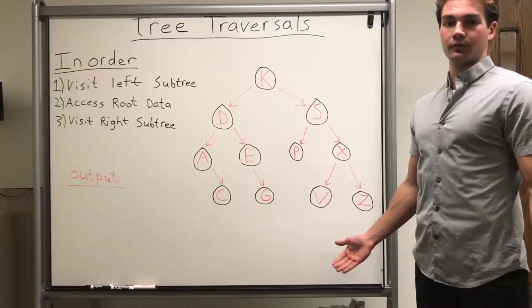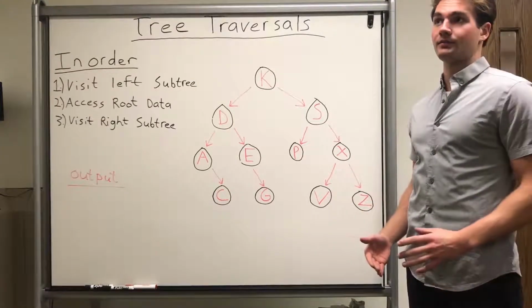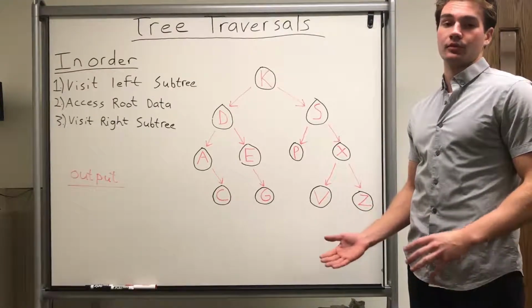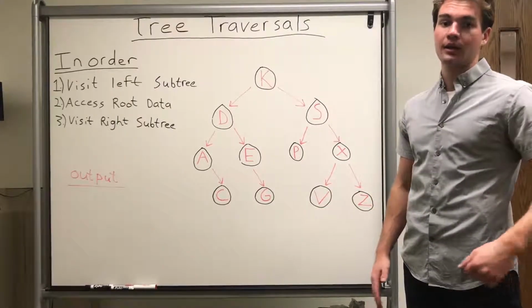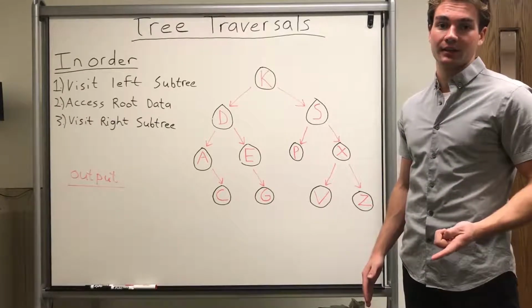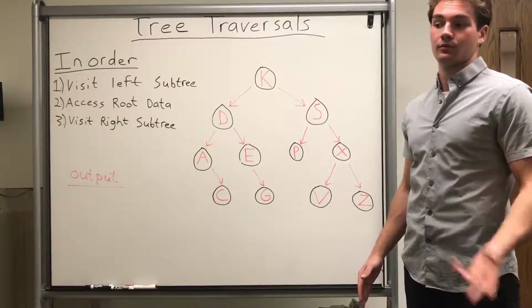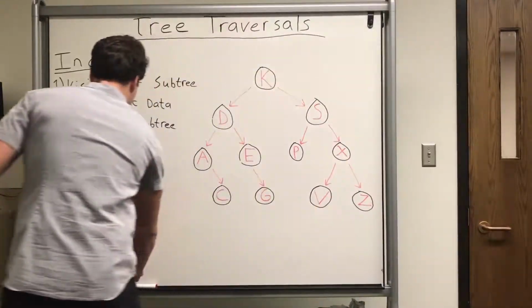Next up, inorder traversal, and this one is very similar to preorder, except for every node in the tree, you're going to visit the left subtree, then you're going to access the data item at the root, then you're going to visit the right subtree. So let's go through an example.